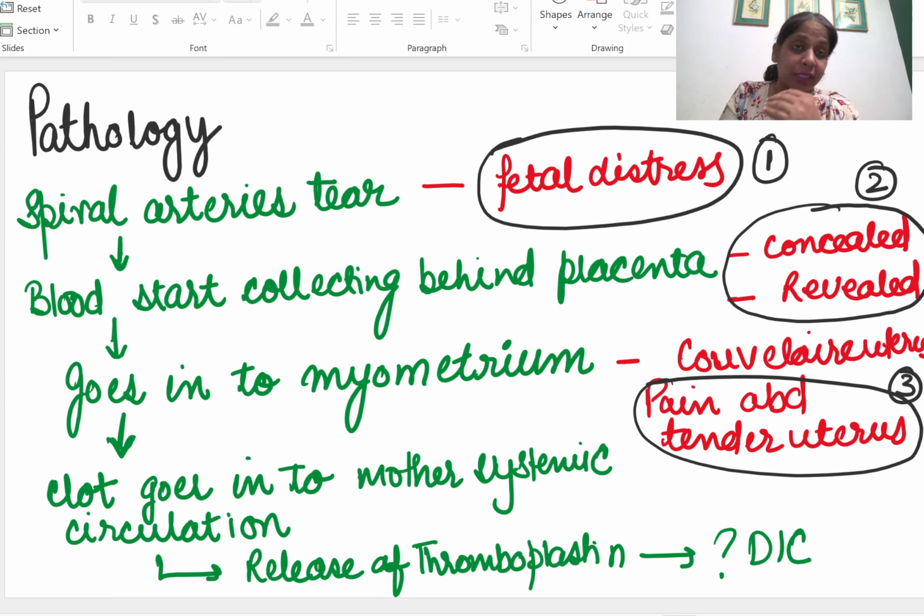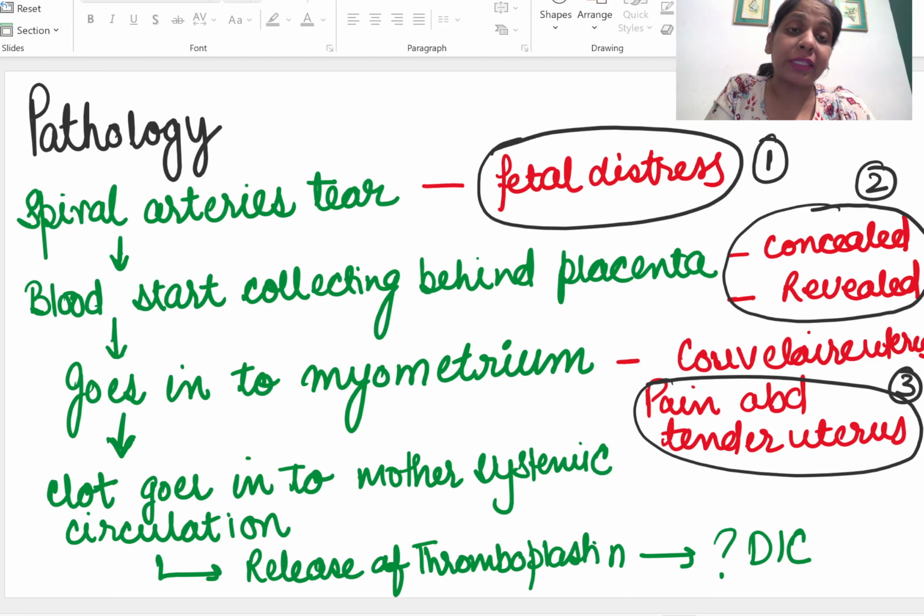Myometrium is a muscle. You all have seen or experienced a bruise. Whenever blood comes into the muscle, there is a lot of pain. That is why, in patients of abruptio placenta, there is pain in the abdomen, and that is why it is known as painful bleeding.